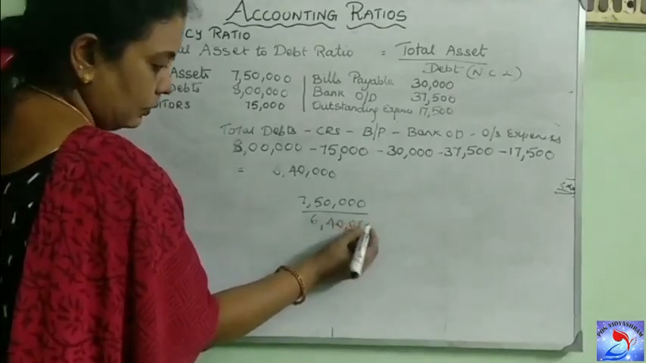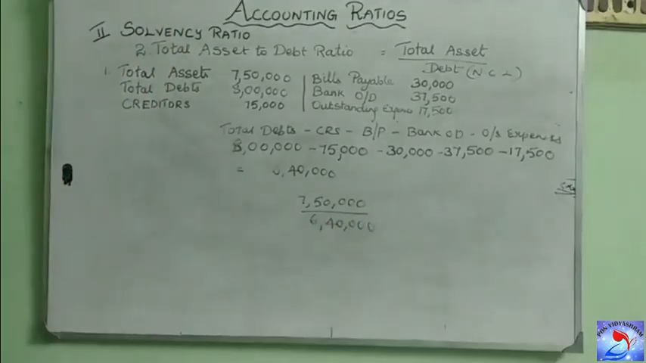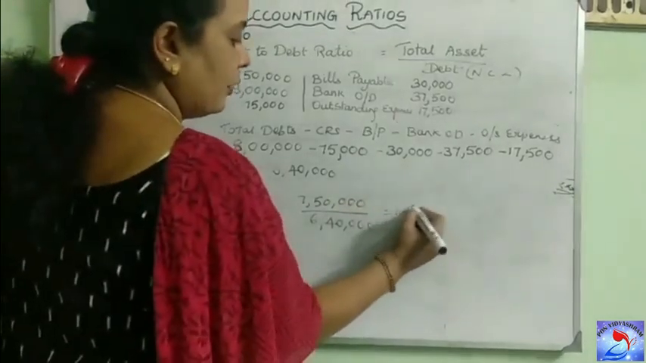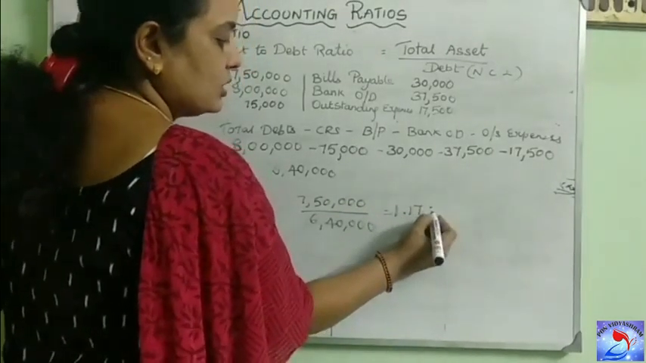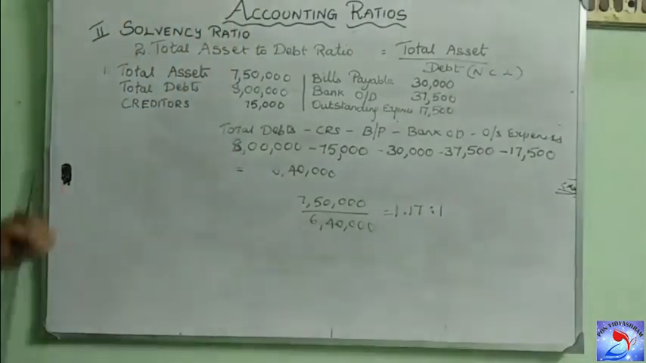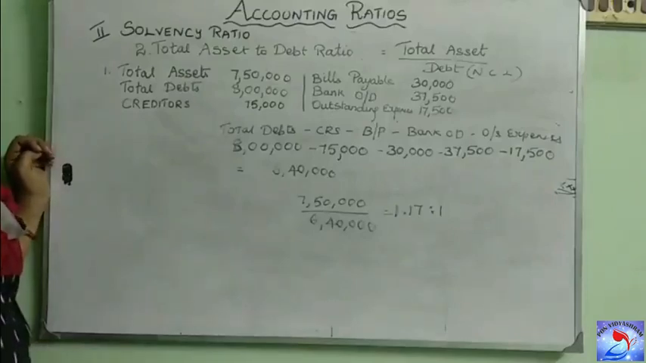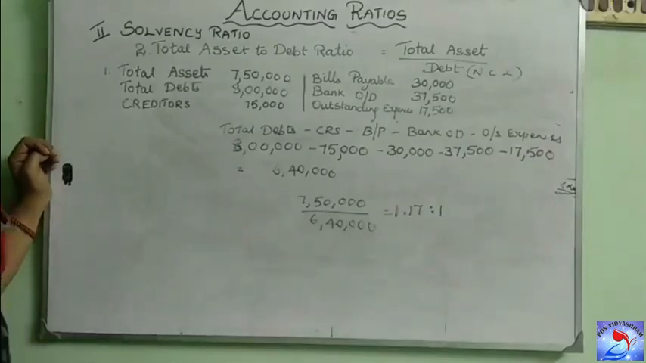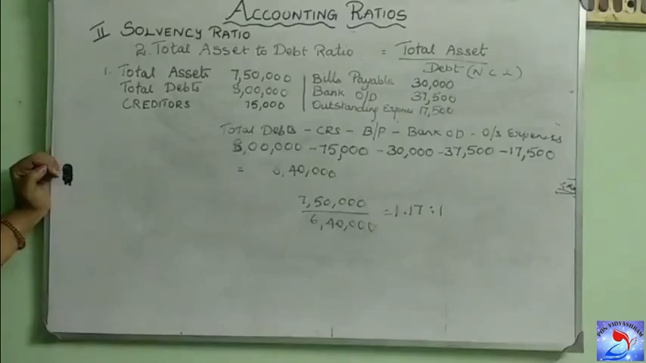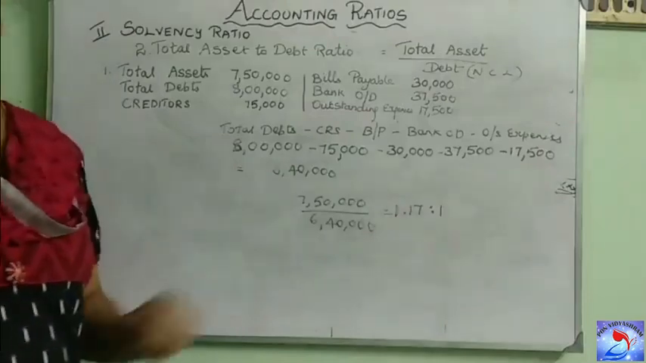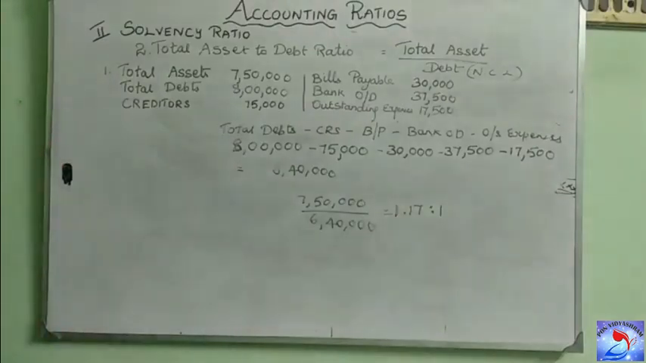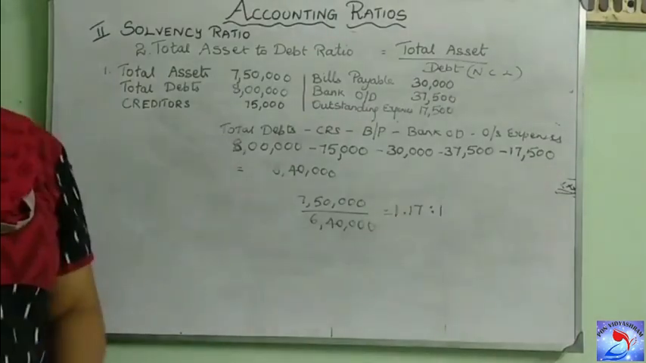So you need to calculate it. The answer will be 1.17:1. This is a very easy ratio. That's why I've taken only one sum as an example. So keep practicing with the solvency ratio. Today's topic, debt to equity ratio and total asset to debt ratio. This is a very important topic and an easy topic also you can do, children.